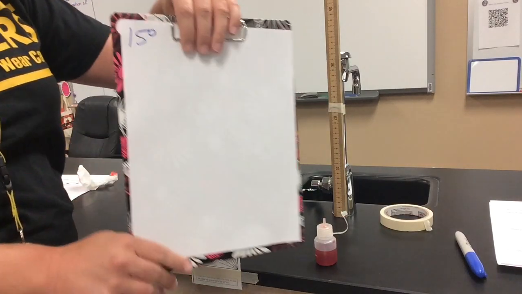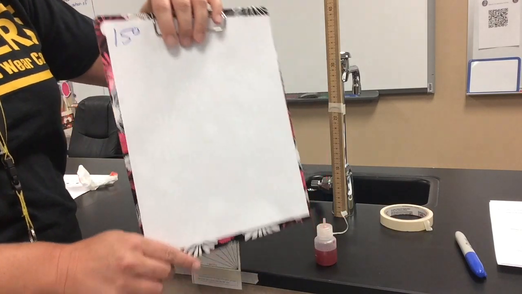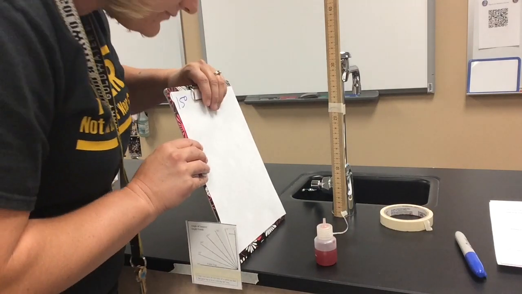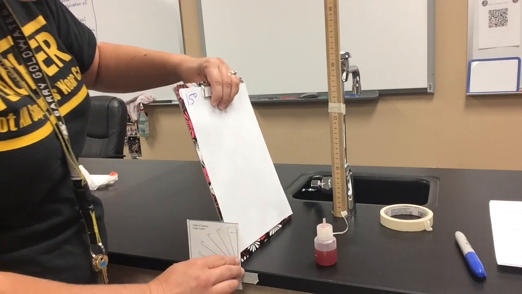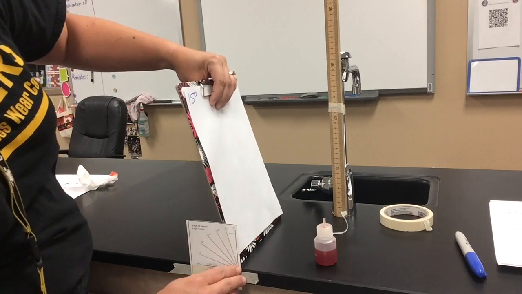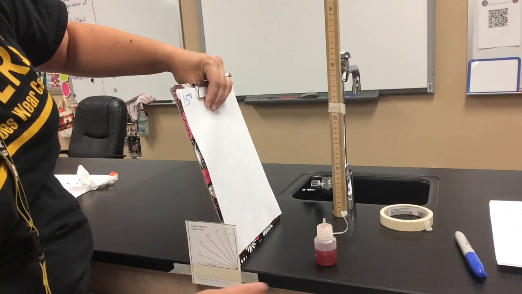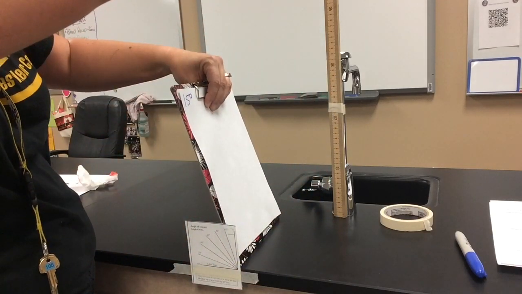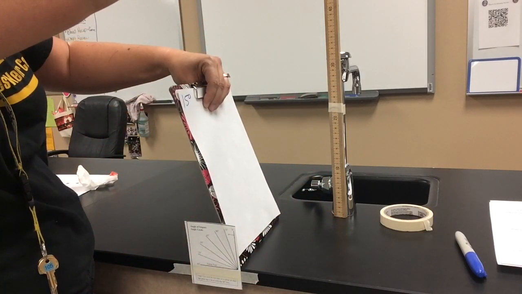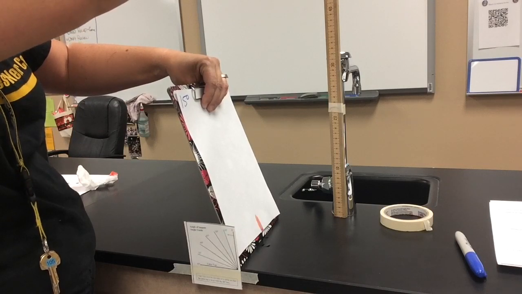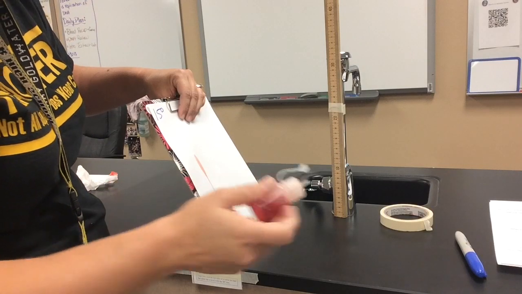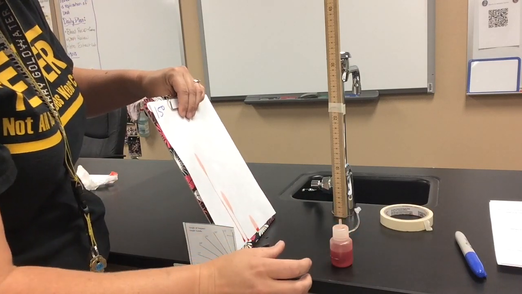So I have my clipboard, I have my paper, it's marked at 15 degrees, so this is going to be my 15-degree drop. I'm going to put my clipboard right next to my paper, okay, and I'm going to angle my clipboard to 15 degrees. I'm going to hold that steady, and then at 50 centimeters up, I'm going to drop 3 drops on my paper, okay, just to make sure that I can get consistent drops.